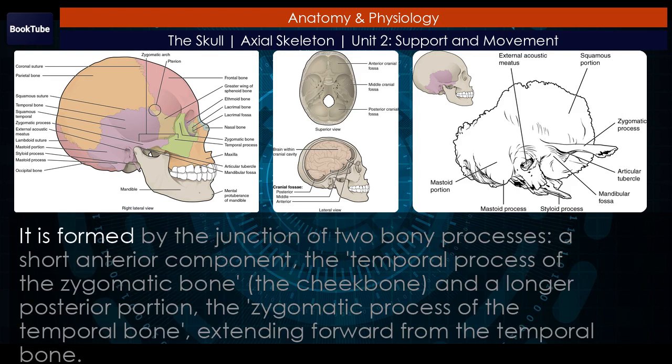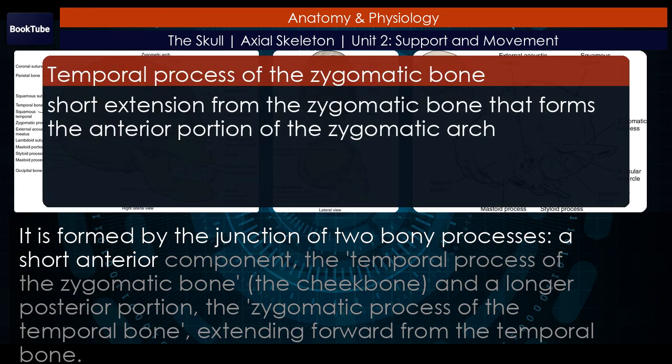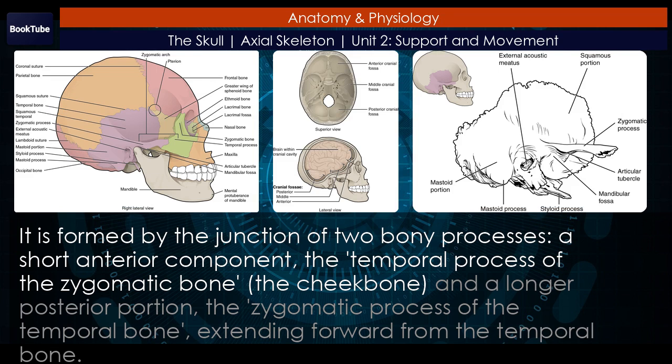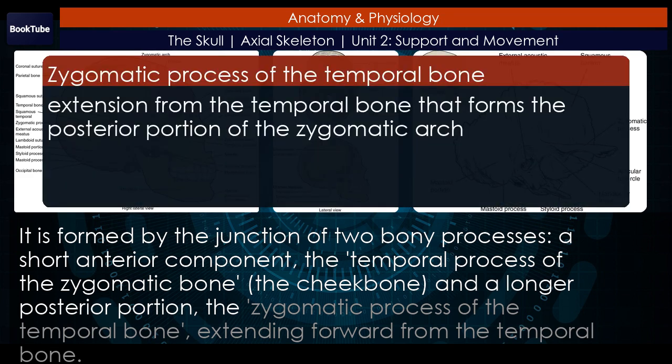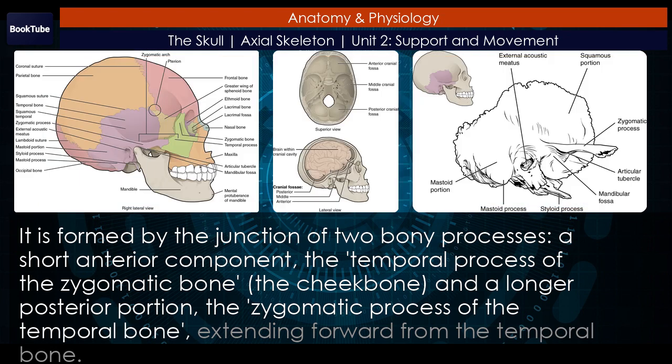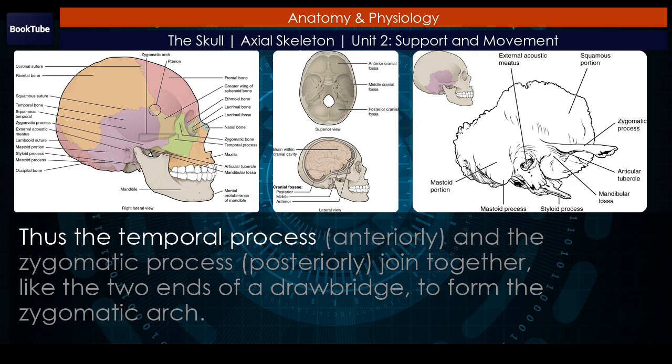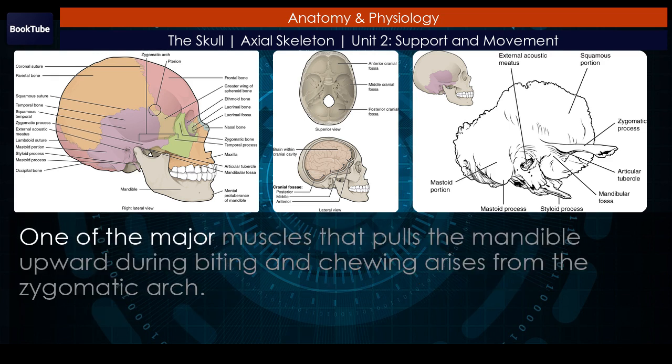It is formed by the junction of two bony processes: a short anterior component, the temporal process of the zygomatic bone, the cheekbone, and a longer posterior portion, the zygomatic process of the temporal bone, extending forward from the temporal bone. Thus the temporal process, anteriorly, and the zygomatic process, posteriorly, join together, like the two ends of a drawbridge, to form the zygomatic arch. One of the major muscles that pulls the mandible upward during biting and chewing arises from the zygomatic arch.